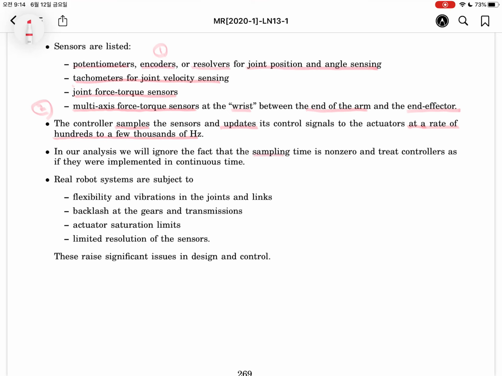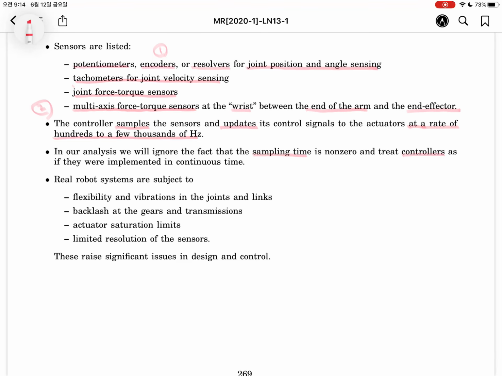Okay, in here we will assume that sampling time is almost 0. Control will be implemented in the digital device, but we will assume that control is in continuous-time form, to avoid the aliasing effect.